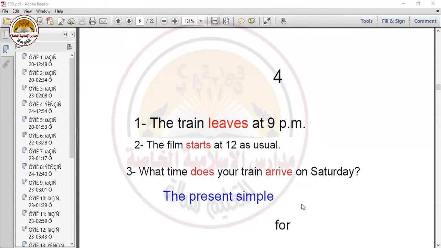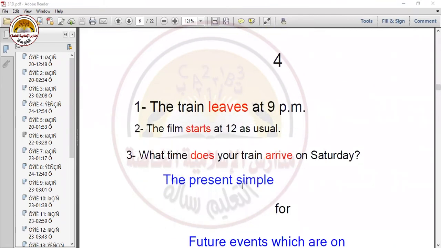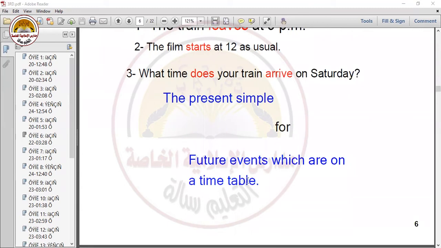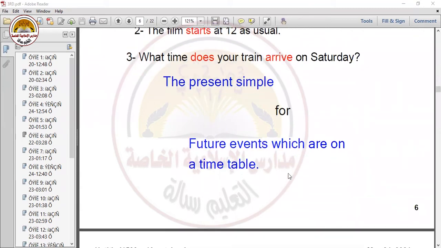Number four, the last form, we use the present simple. The train leaves at 9 p.m. If we are on a timetable, we use the present simple to express the future. As you see in example number two, the film starts at 12 as usual. Number three, what time does your train arrive on Saturday? We use the present form for future events which are on a timetable.